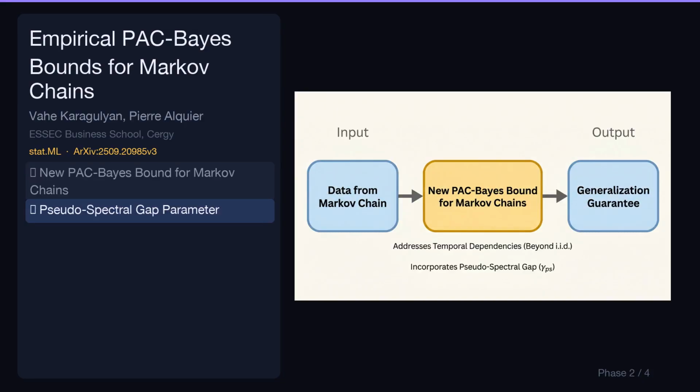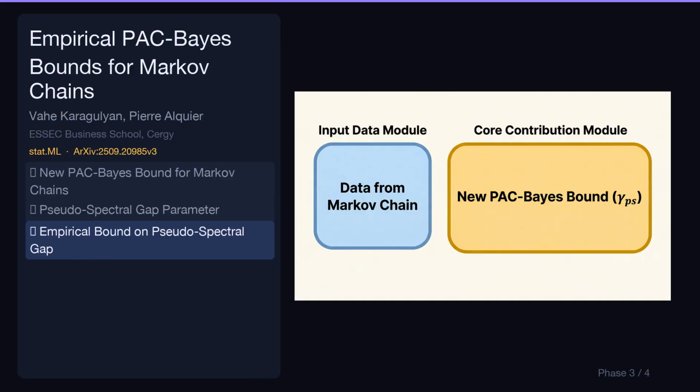This new pack-based bound incorporates a crucial parameter called the pseudospectral gap, gamma ps. This quantity characterizes the dependence structure within the Markov chain, making the bound more tailored to sequential data. A significant innovation is the development of an empirical method to estimate the pseudospectral gap, gamma ps, particularly for finite state spaces. This eliminates the need for prior knowledge of unknown data-generating constants.